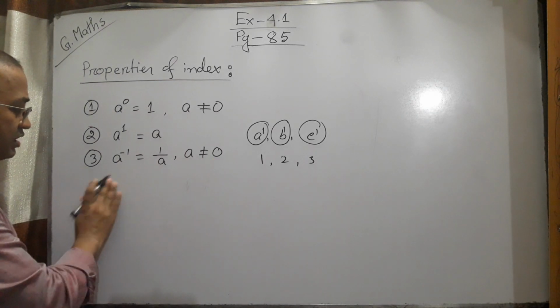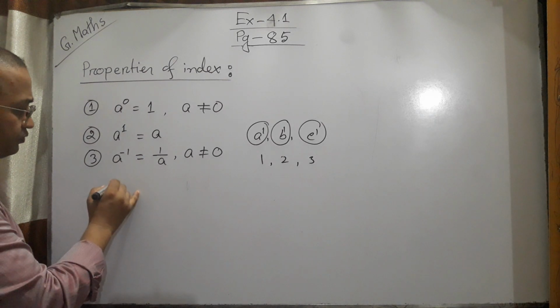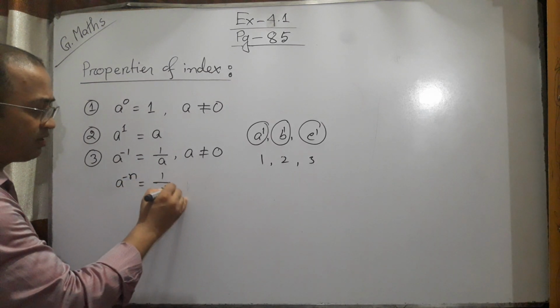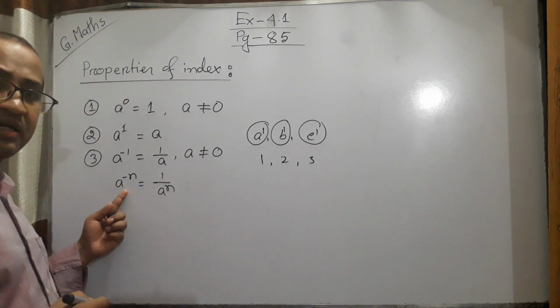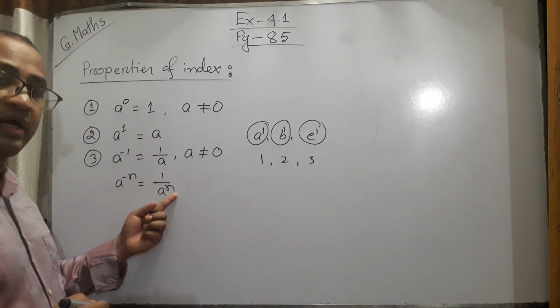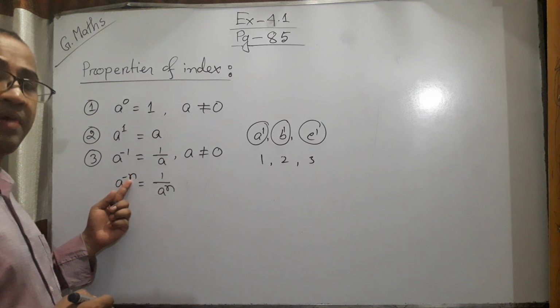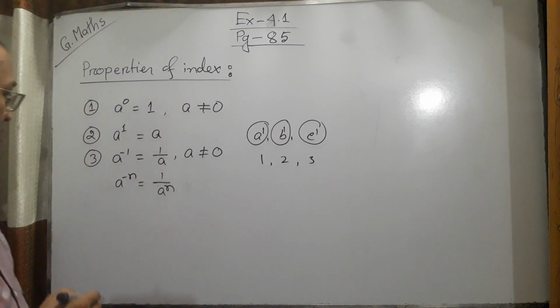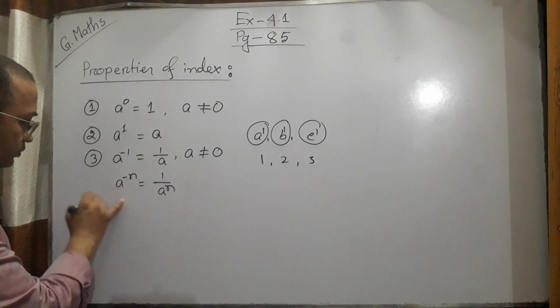Similarly, we can write a to the power minus n equal to 1 by a to the power n. For any power, we can do this. Now, fourth one.